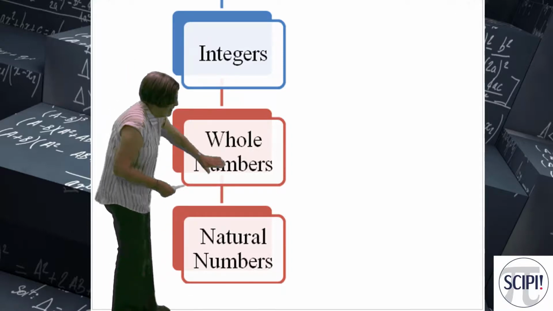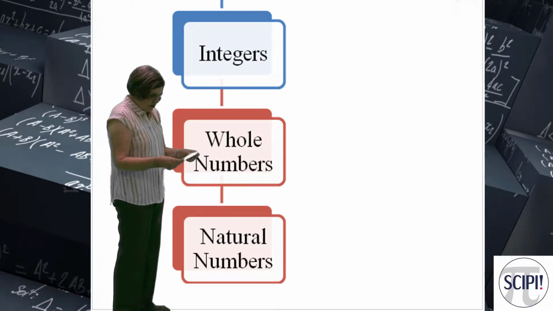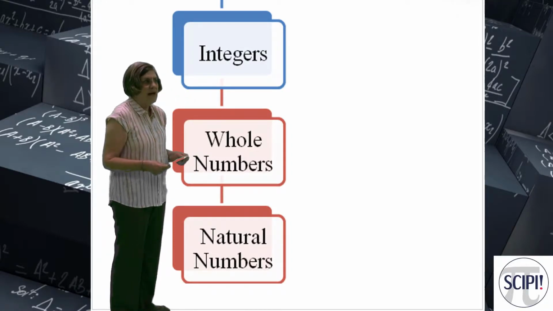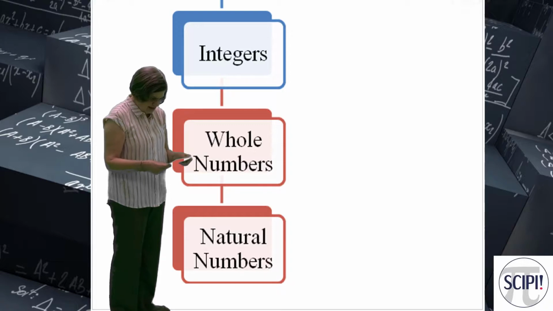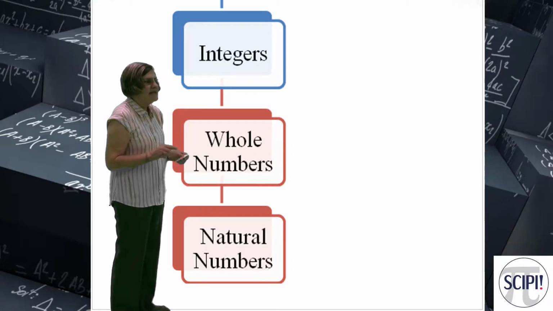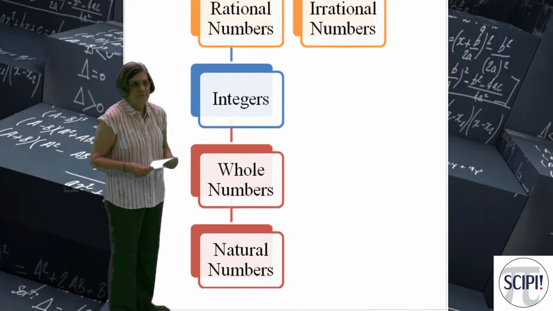And then let's move down to the very bottom, which is natural numbers. Natural numbers are whole numbers from 1 up. 1, 2, 3, 4, 5, 6, 7, 8. Uh-oh, what did I leave out? Anybody? 0, that's right. There are no negatives in natural numbers, and there's no 0.